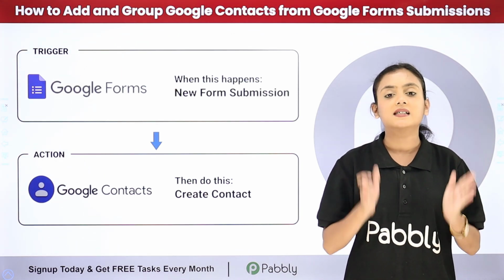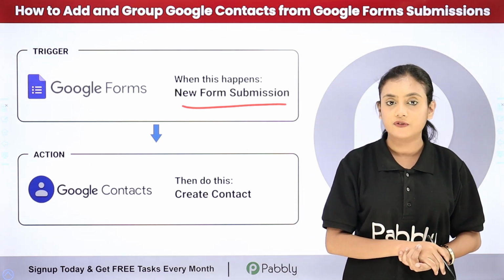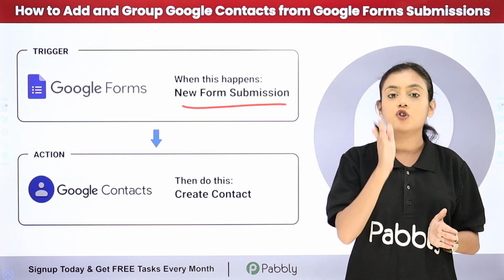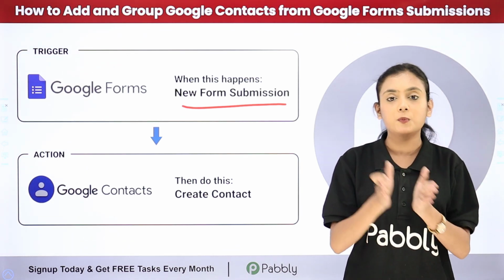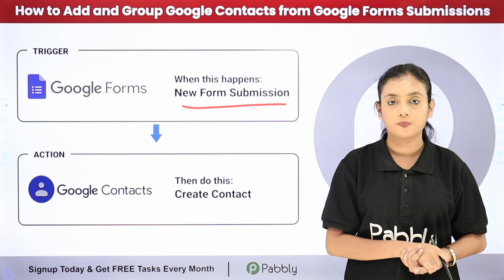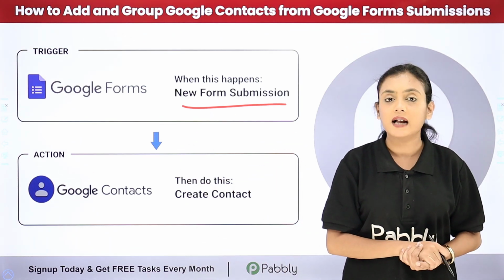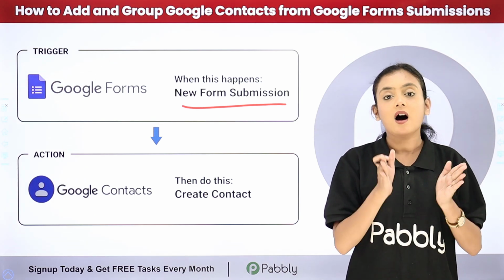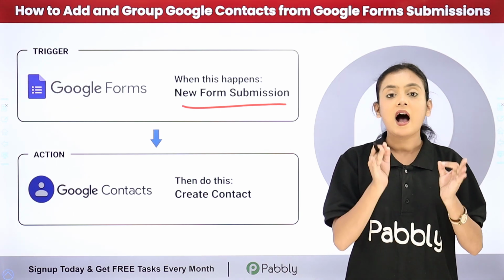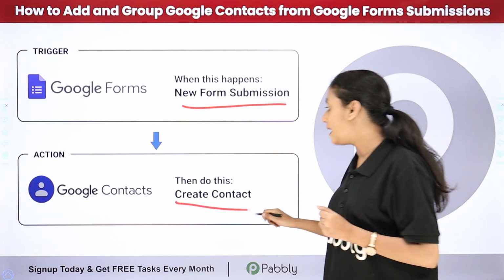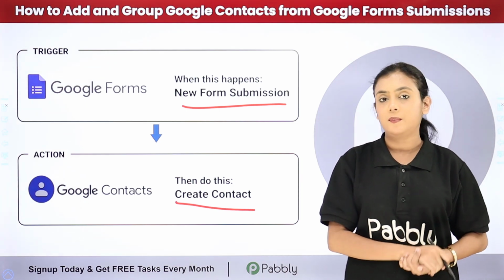Here what I want is that as soon as a new form submission is done by the candidates with the help of Google Forms, according to the job positions that we are hiring for, we have created different groups in our Google Contacts account. As soon as the form submission is done by the candidate, according to the job position that the candidate has applied for, I want to create a contact of that candidate in that specific group, the job position that they have applied for.